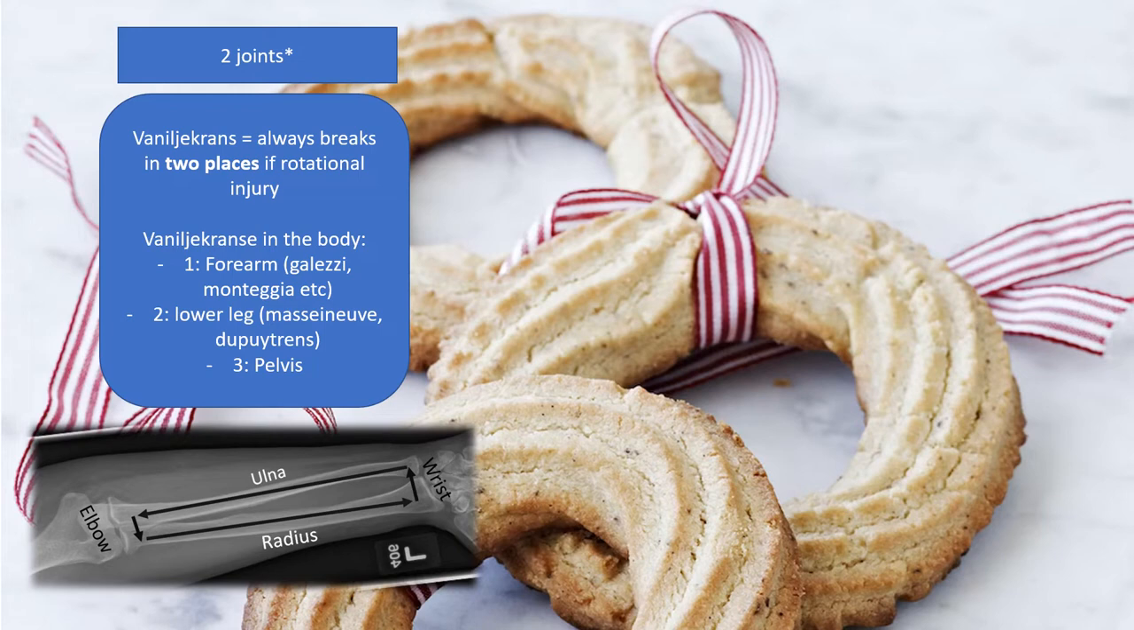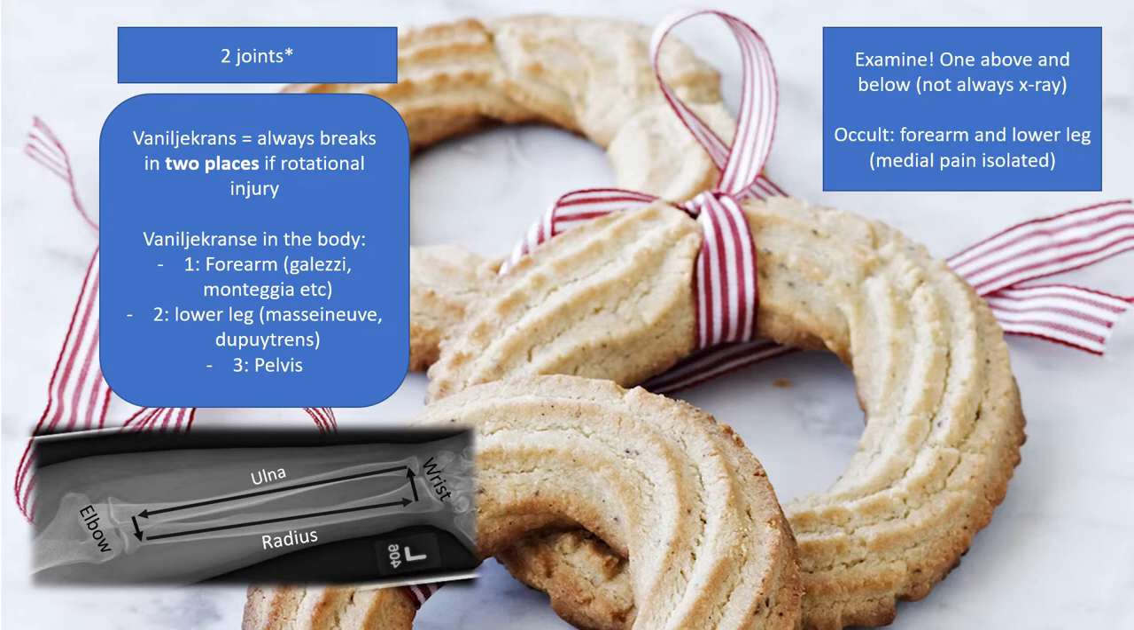All right. And in the lower leg, it's the same thing. If you have medial malleolar pain, then you should always think about a proximal injury of the fibula called a Maisonneuve, or a mid-fibular injury called a Dupuytren's fracture. Okay, and then the third one that I know of is the pelvis. The pelvis almost always breaks in more than one place. So if there's a fracture of the pelvic ring, then you should always try to look if there's another one.